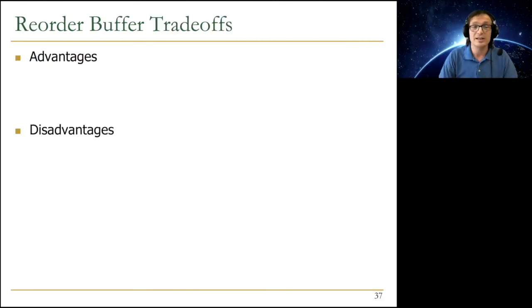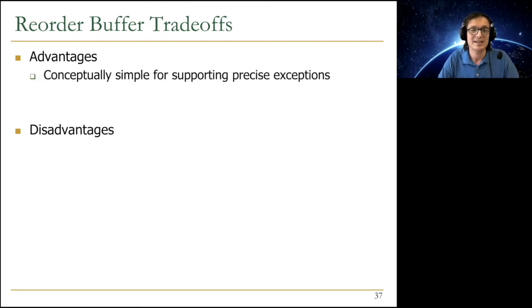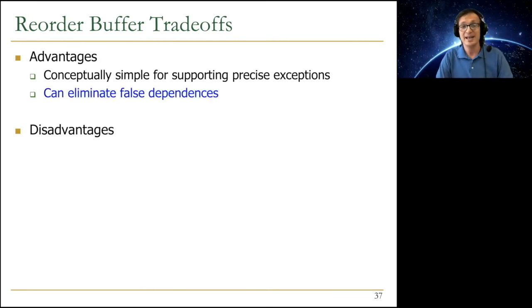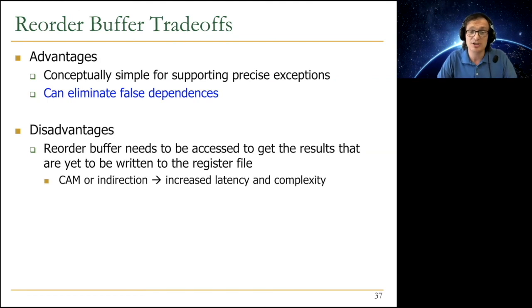Okay, so let's talk about the trade-offs of the reorder buffer before we conclude and then hopefully get to the beginning of out-of-order execution a little bit at least. So advantages. Now, this is a very conceptually simple way of supporting precise exceptions. It's actually the simplest way conceptually, in my opinion. Other approaches are not as simple as the reorder buffer, as you can see from other videos if you're interested. It can eliminate false dependencies through renaming. Basically, the big benefit of what we have seen with the reorder buffer is renaming of a register to a reorder buffer ID.